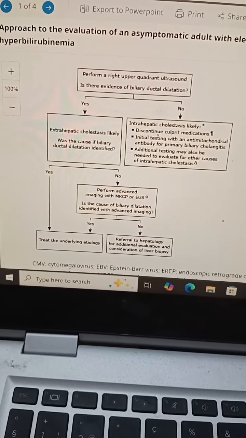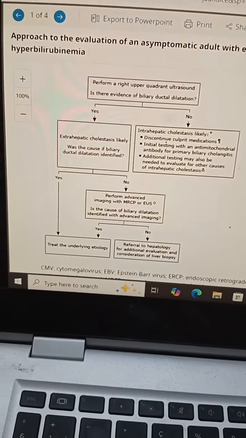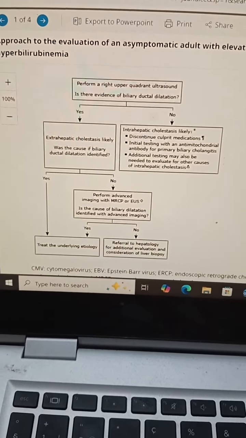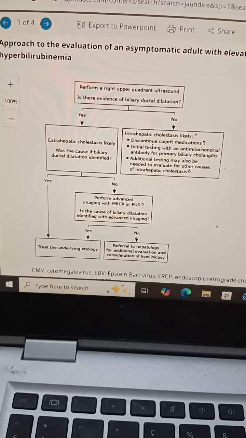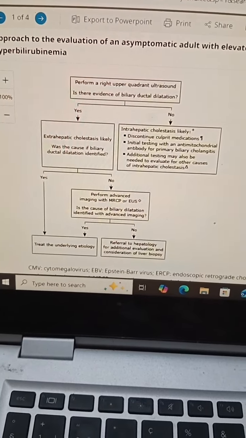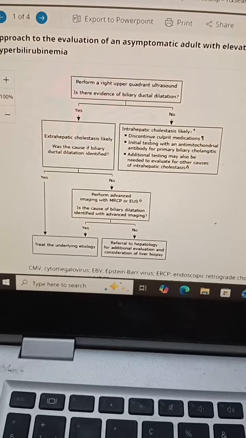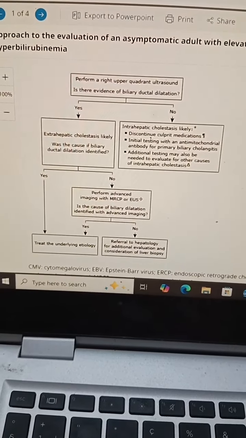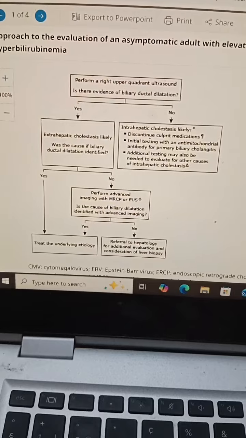But if no, then further referral to hepatology for additional evaluation. Simple. That is for consideration of liver biopsy. Now, if on a simple right upper quadrant ultrasound you cannot see anything, like biliary ductal dilatation, you cannot see that, so it's likely intrahepatic cholestasis, and that is most commonly because of drug medications.